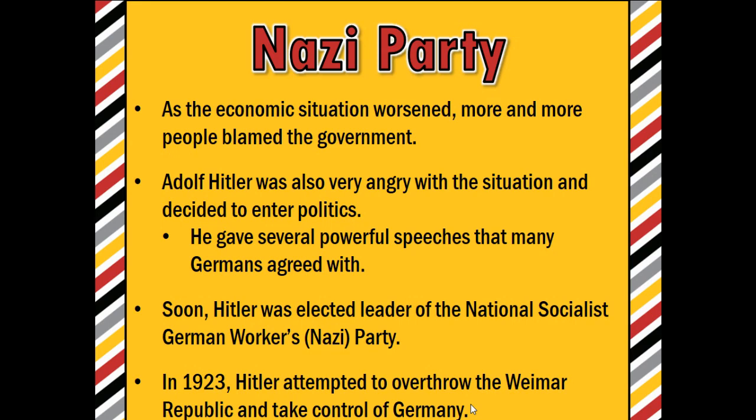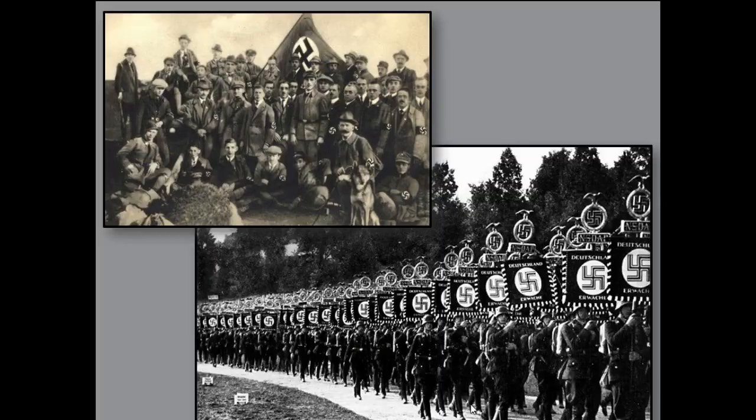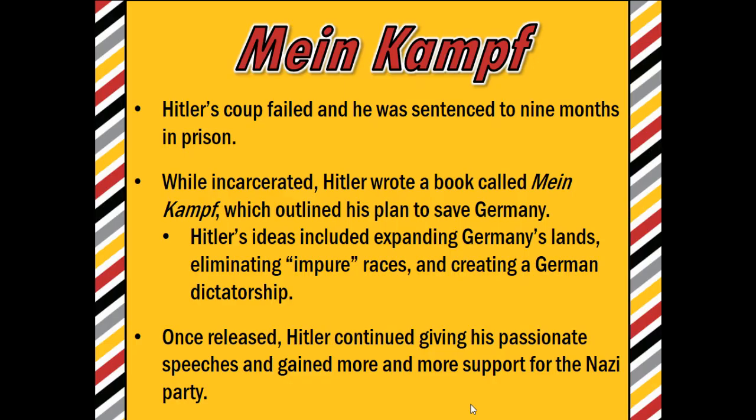He began to give powerful speeches that many Germans agreed with. Soon, Hitler became the elected leader of the National Socialist German Workers' Party, or the Nazis. In 1923, Hitler attempted to overthrow the Weimar Republic and take control of Germany. Hitler's coup failed and he was sentenced to 9 months in prison.